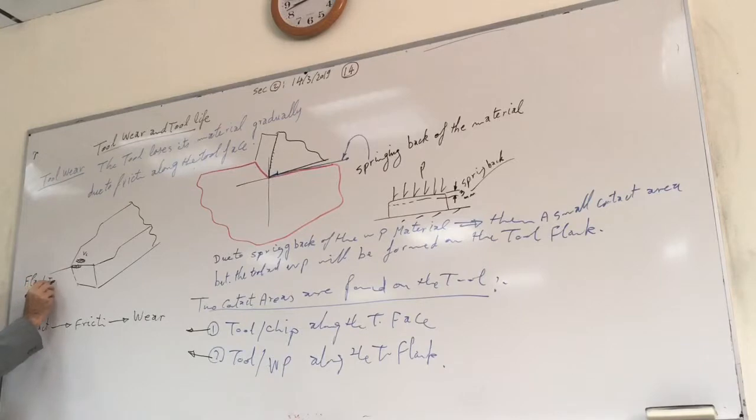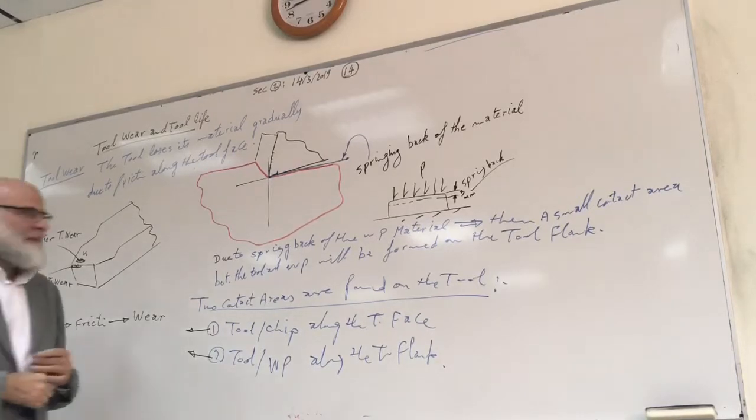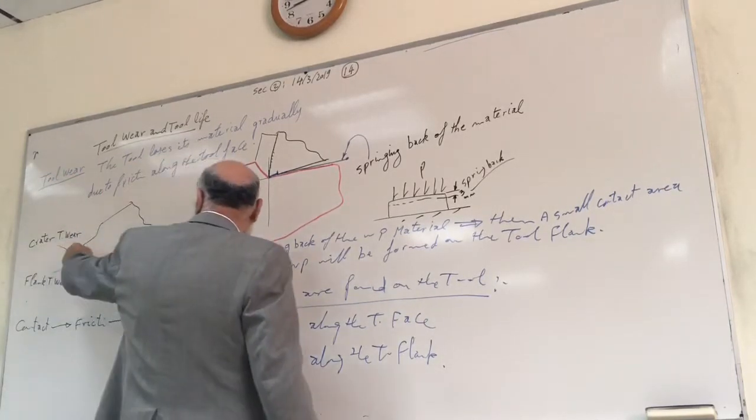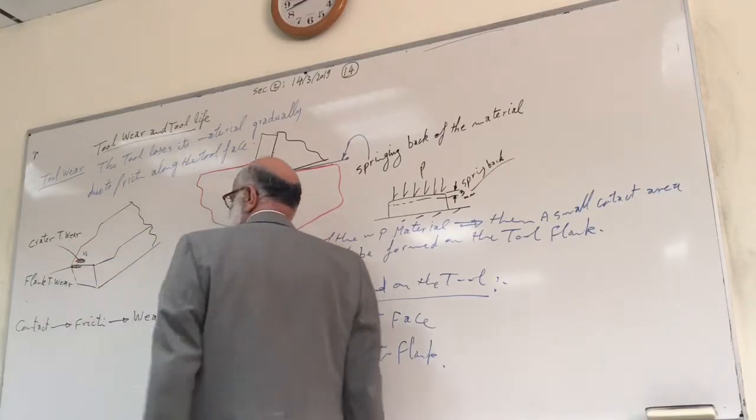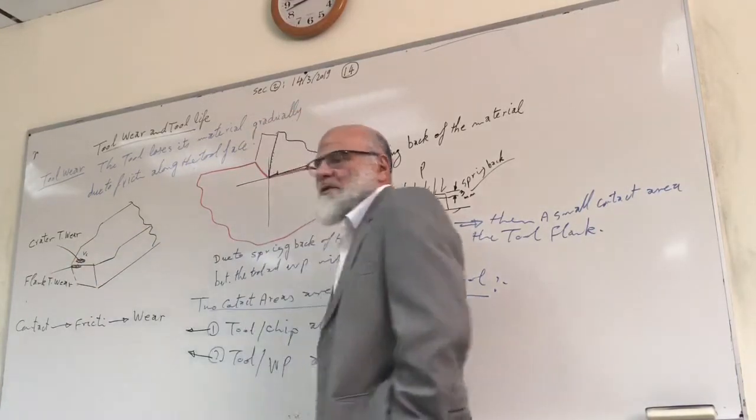That one, because it is in the shape of a hole, is called a crater. Crater means a hole. Crater tool wear. Two types of wear related to the cutting edge. Nowhere along this edge will it be here, only on the cutting edge. Crater wear, flank wear.